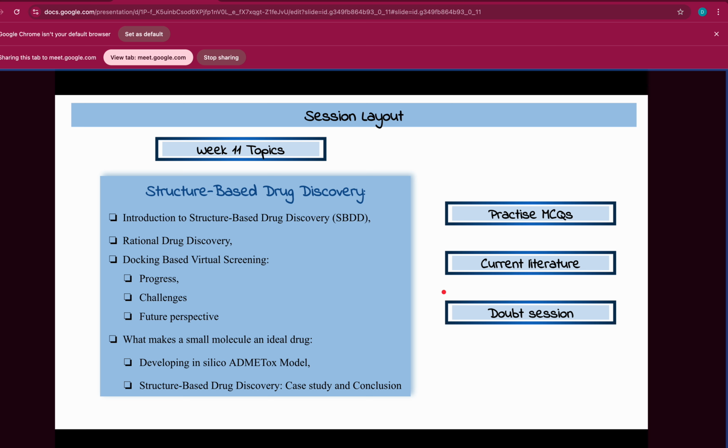In this session we will be looking into structure based drug discovery and rational drug discovery. Then we will see the docking based virtual screening methods, how it has progressed throughout the years, what are the challenges associated with it, and what is the future perspective on docking based virtual screening.